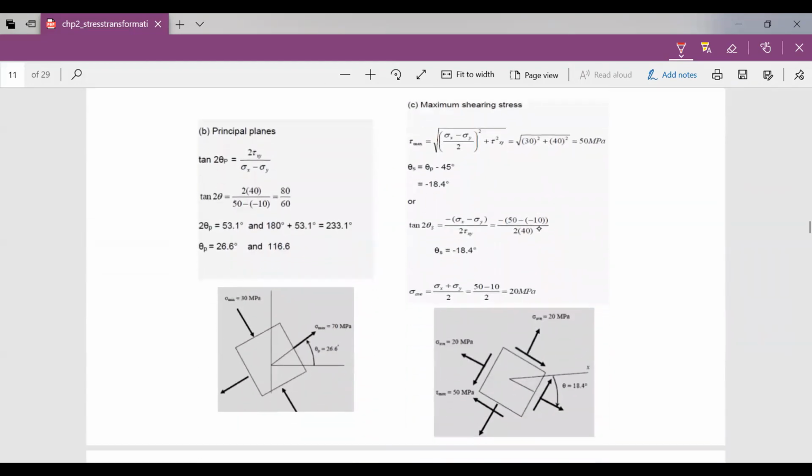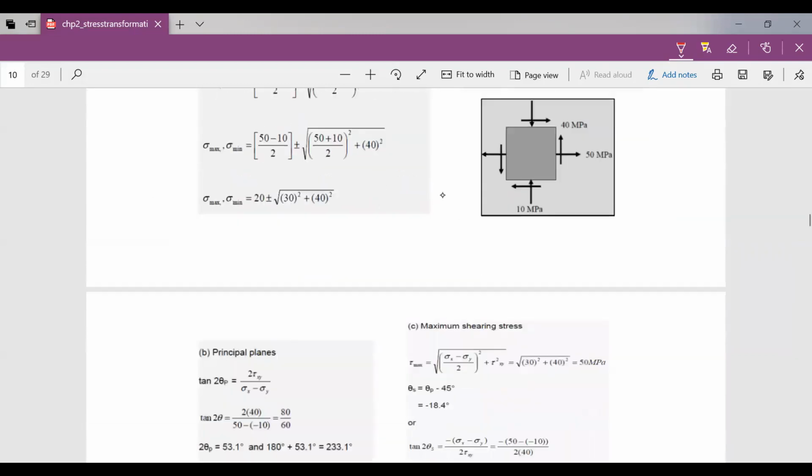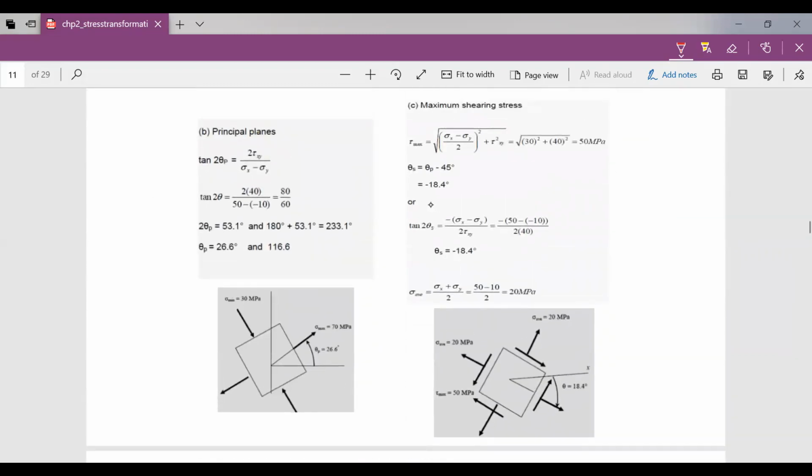To find the principal planes, the formula is tangent 2 theta p equals 2 tau xy over sigma x minus sigma y. By using the same values, we substitute again and we get 2 theta p as 53.1 degrees. And for theta p, we get 26.6 degrees.